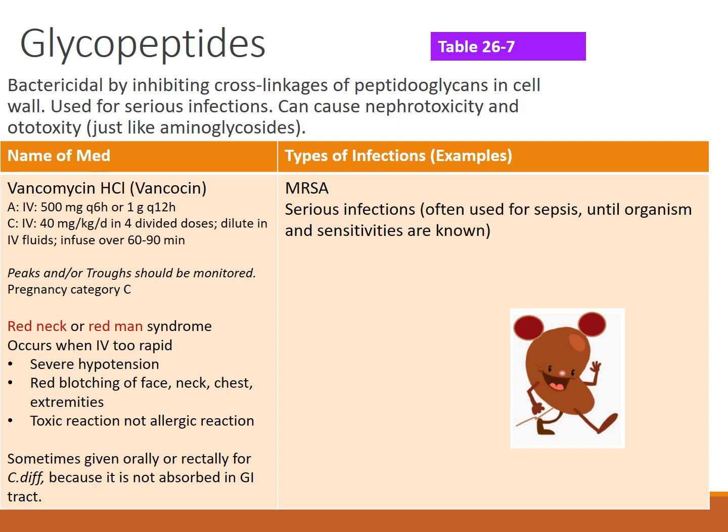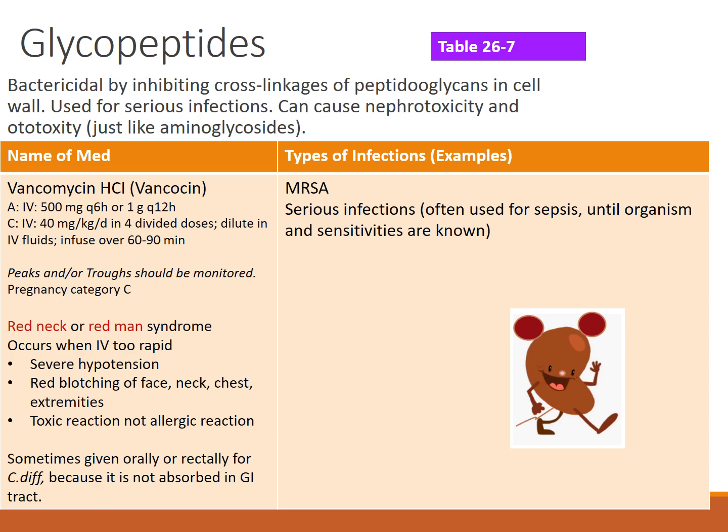A common thing here is red neck or red man syndrome. You can have red blotching on their face, neck, chest, and extremities. It's a toxic reaction, not an allergic reaction. So to avoid that, we give this over a couple of hours. We used to throw it in over an hour, and then we started seeing red neck or red man syndrome. So now you'll see an order when you give vancomycin that it gets administered sometimes over 2 to 3 hours for each dose.